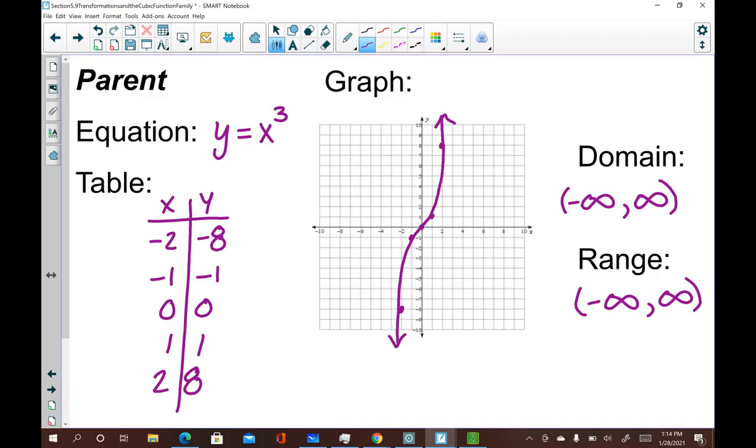Now, this cubic equation, the parent equation, there is an assumed set of parentheses around the x. And that's how we start talking about the inside of the function or the outside transformations. It's that assumed parentheses around x.